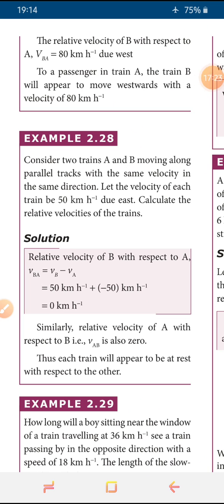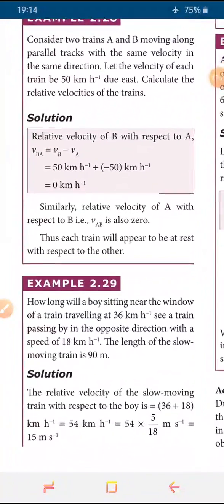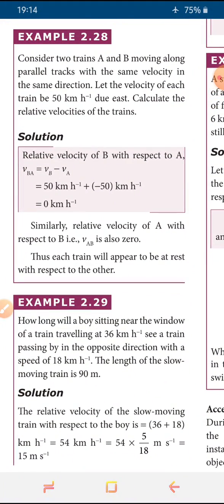And now example 2.28. In this example, two trains A and B are moving along parallel tracks with the same velocity in the same direction. The last question was the opposite direction; this one is the same velocity in the same direction. Let the velocity of each train be 50 km per hour due east. Calculate the relative velocities of the trains.